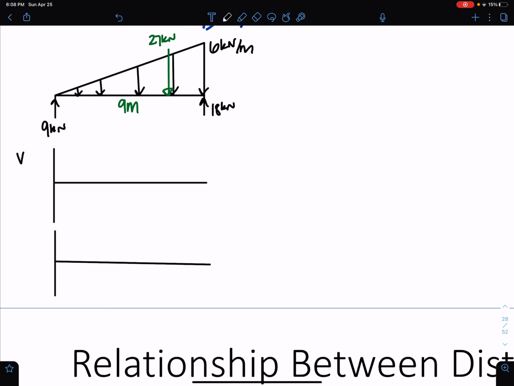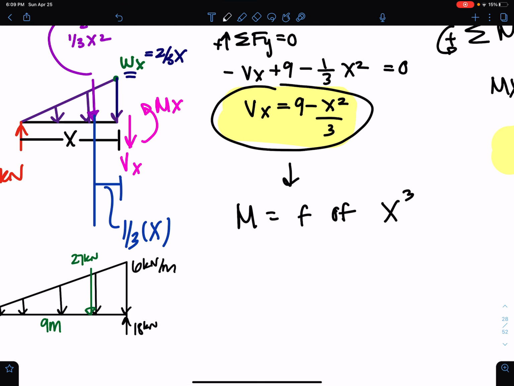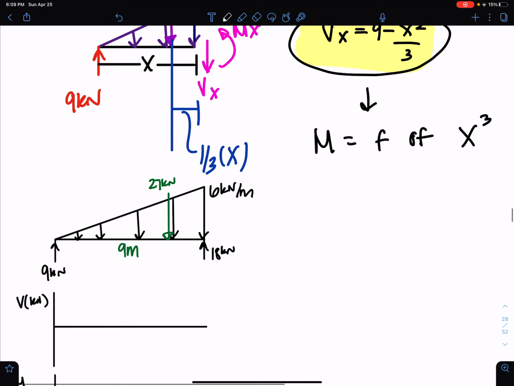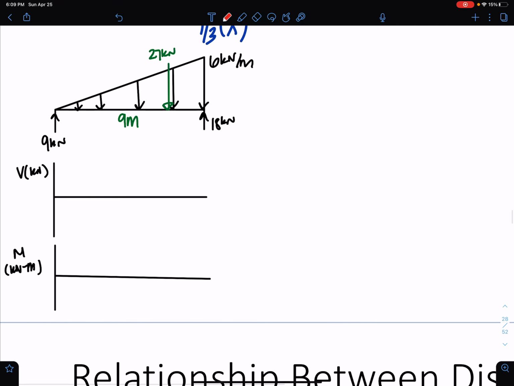Here we have shear, moment. Our shear is in kilonewtons. Our moment is in kilonewton meters. And we're going to start here. We know that Vx is 9 minus x squared over 3. So here we're going to start, we always start the shear with the first value on the diagram. So that's going to start at 9.